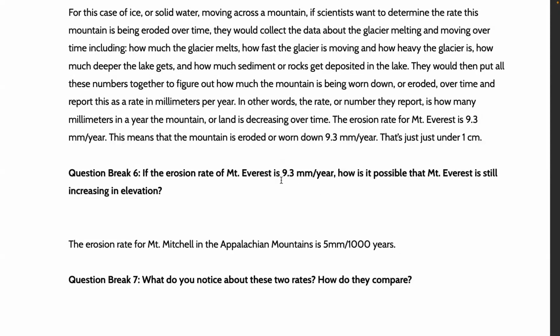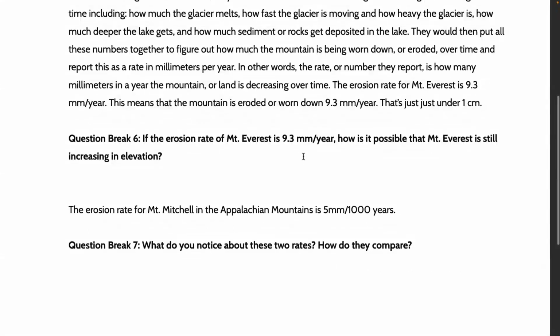So Mount Everest is actually being eroded a lot faster. 9.3 millimeters per year, whereas Mount Mitchell is getting worn down at 0.005 millimeters per year. So Mount Everest is actually getting worn down faster than Mount Mitchell, which kind of is confusing because Mount Mitchell is shrinking and Mount Everest is growing. So we're going to take a look at that next class and find out what's really going on here.